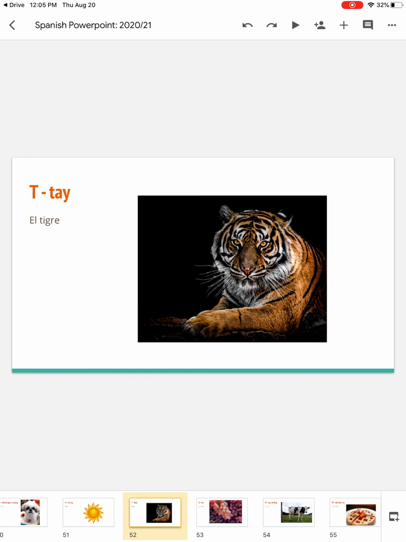Next up, we have the letter T, and in Spanish, we pronounce it te. Te. And a word to reference for that is tiger, which is el tigre. Notice there that I still use that little R roll. You can say tigre, that's okay too. But if you can roll your R's at all, we're going to go with tigre.